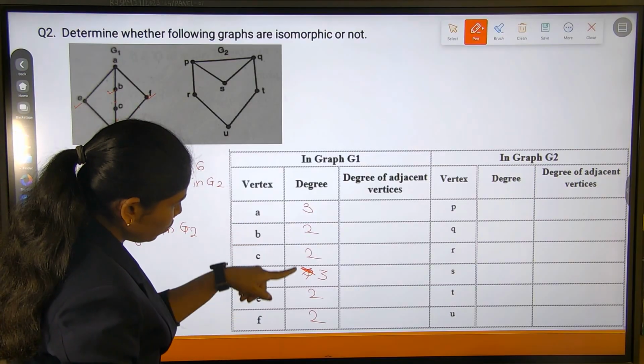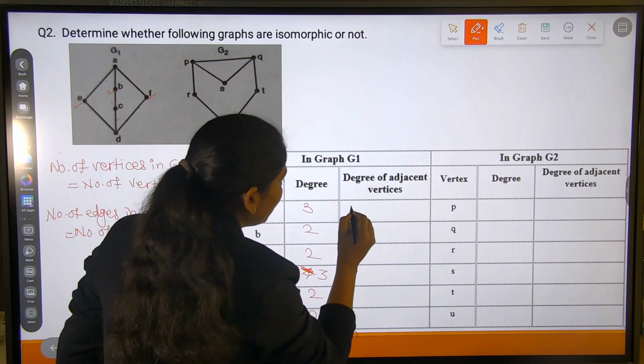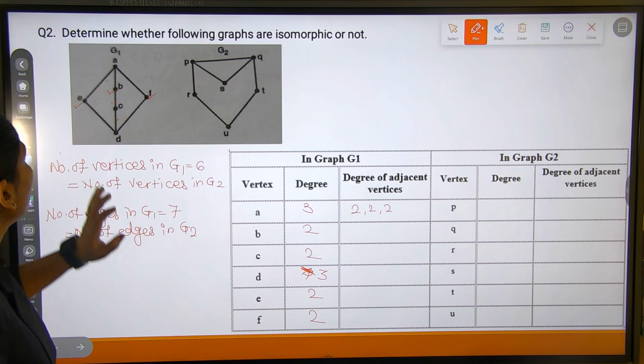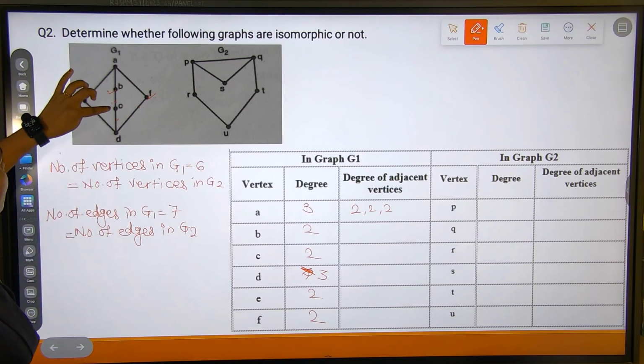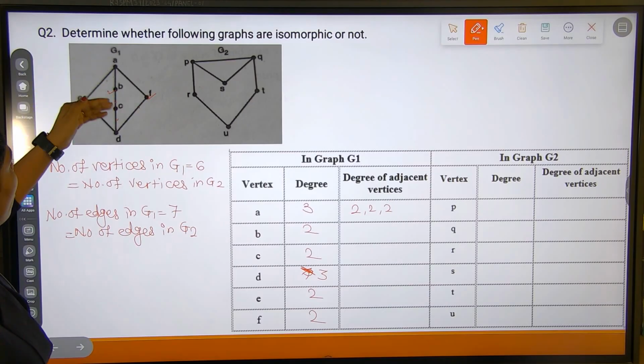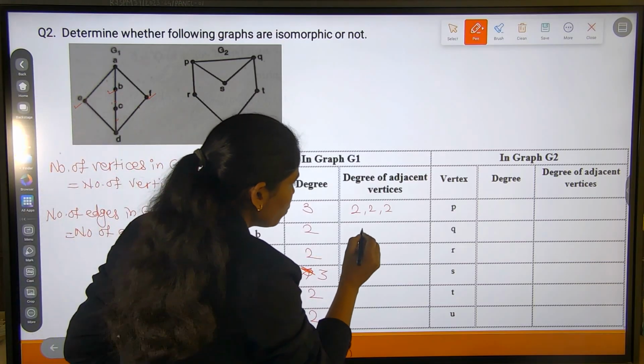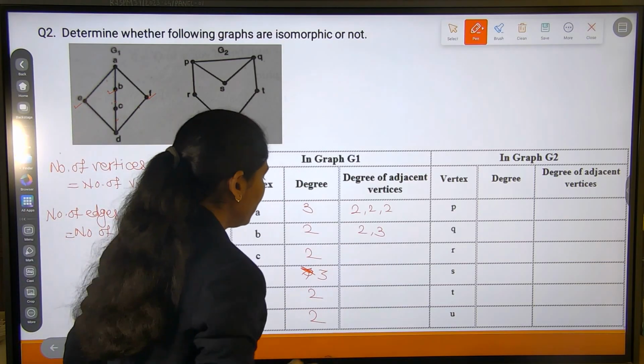B having 2, 2, 2. So, write down here 2, 2, 2. Then for B, B having 2 adjacent vertex A and C. So, write down degree of A and degree of C. So, degree of A is 3 and degree of C is 2. So, write down 2, 3.